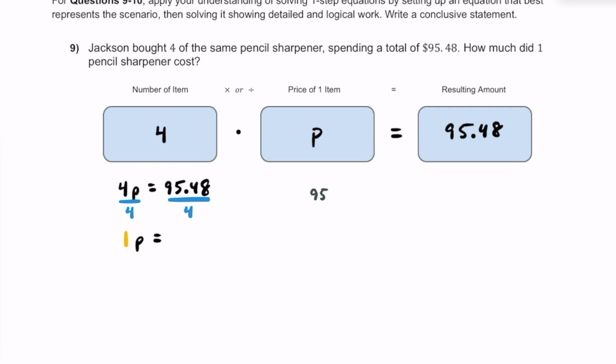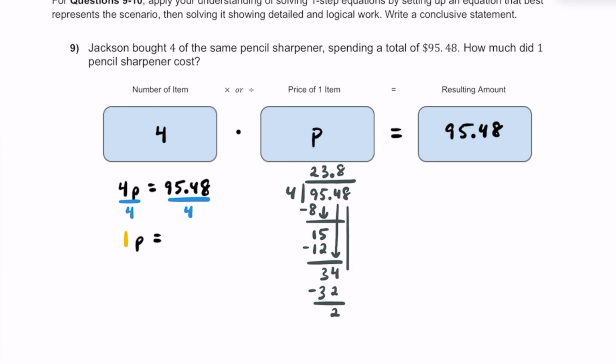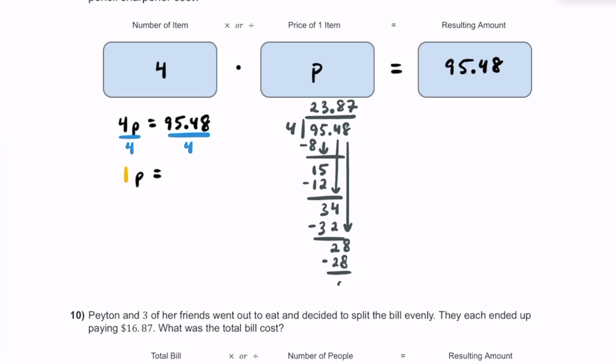So 95.48. If we divide that by 4, it's going to go in 2 times. 2 times 4 is 8, remainder is 1. Bring down this 5 here. So 4 times 3 is 12. The remainder here is going to be 3. Put a decimal up here and bring down this 4. 4 into 34, let's go with 8. 8 times 4 is 32. The remainder here is 2. Let's bring down this 8. And then 4 into 28 is going to be 7. 7 times 4 is 28. And so this would end up being a remainder of 0.